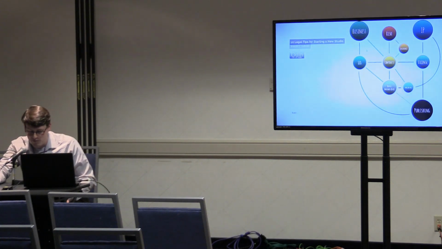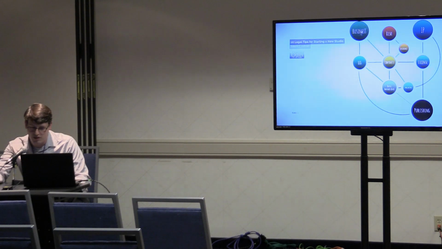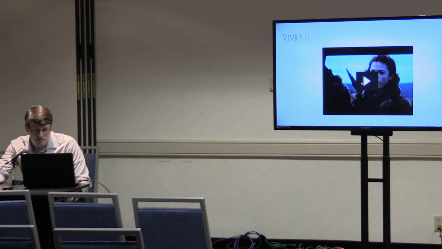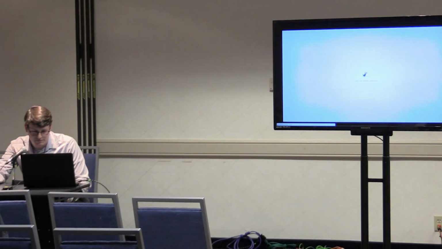So I am going to save some time for questions here, but they wanted me to include a number 11. These aren't really numbered, but there are exactly 10 circles here. So number 11 is down here. It's this little sort of hidden thing here. So this is your number 11.